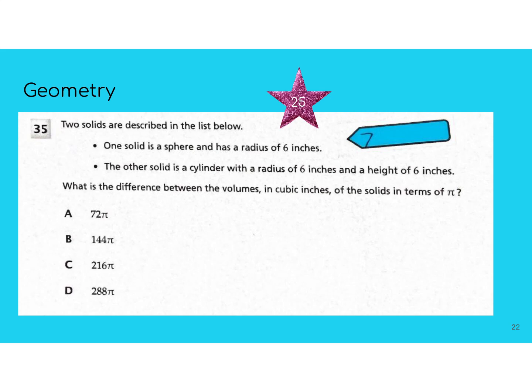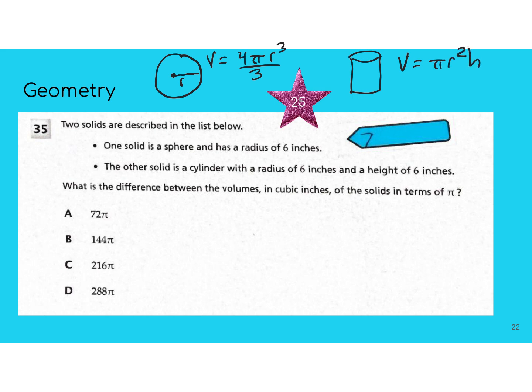This one is fun. Again, when you're on the test, you will be given the formulas. So I'm going to give you the formula for a sphere. Volume equals 4 pi r cubed divided by 3. And remember your radius is what you use for a sphere. And then your cylinder is volume equals pi r squared h.